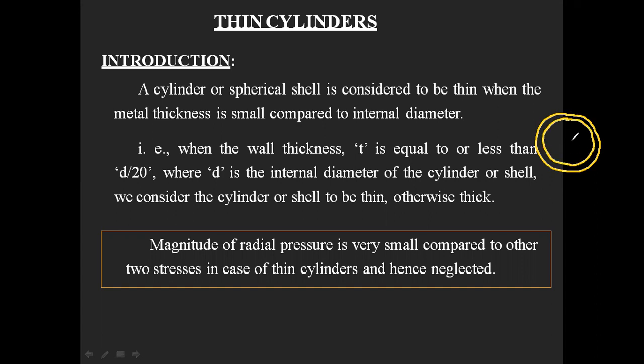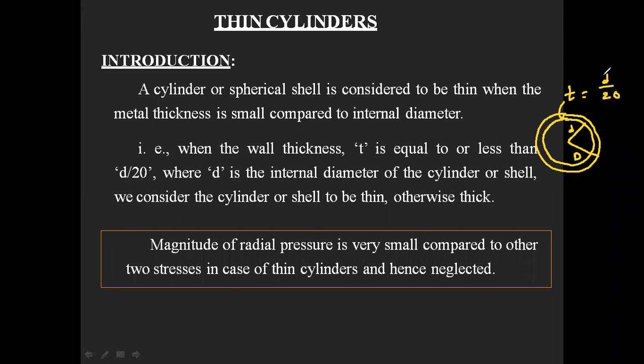Let us take this as a cylinder. This is your internal diameter small d, and this is your external diameter capital D. Whatever the wall thickness, this is called wall thickness, right? So this wall thickness is equal to or less than D by 20.